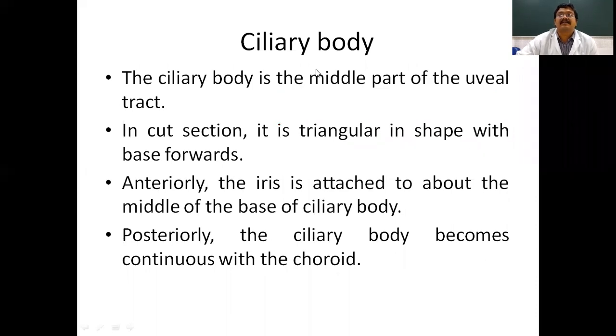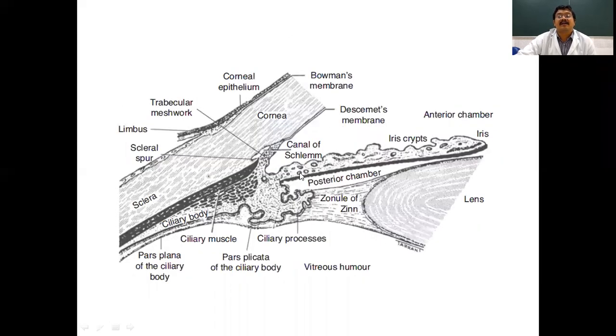The next structure in the vascular coat is the ciliary body. The ciliary body is the middle part of the uveal tract. In cut section it is triangular in shape, with the base forward. Anteriorly, the iris is attached to the middle of the base of the ciliary body. Posteriorly, the ciliary body continues as the choroid. This is the iris, and this is the ciliary body. The ciliary body is divided into two parts: the pars plicata and the pars plana. It has ciliary processes from which the aqueous is secreted.